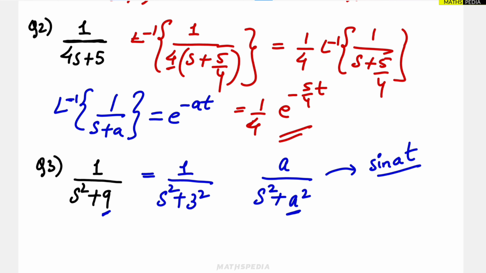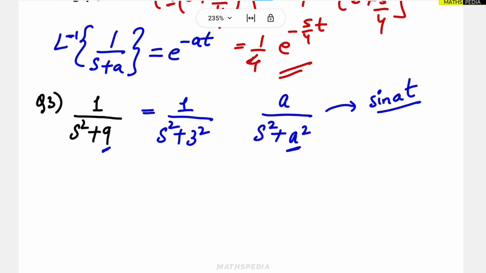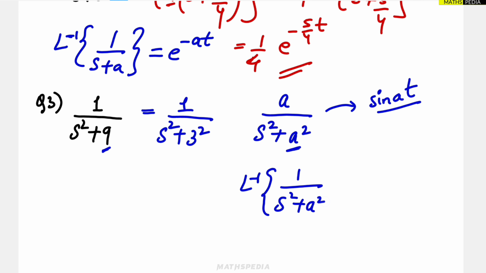Now the problem is that here it is 3 square, so a is there, but on top 3 is not there. So this formula has to be reconstructed. Laplace inverse of 1 divided by s square plus a square will be equal to sin at divided by a. Simple thing: just shift this a to the other side, so in the new denominator it comes, and 1 remains in the numerator. So this formula has been reconstructed.